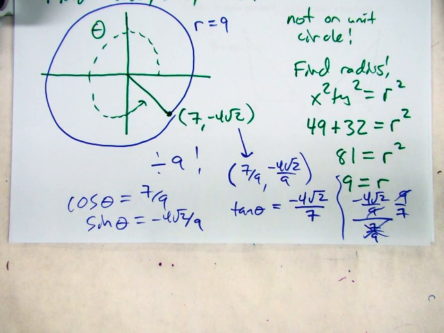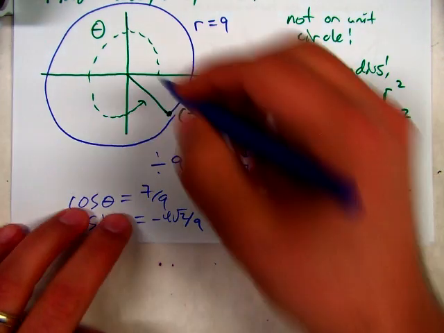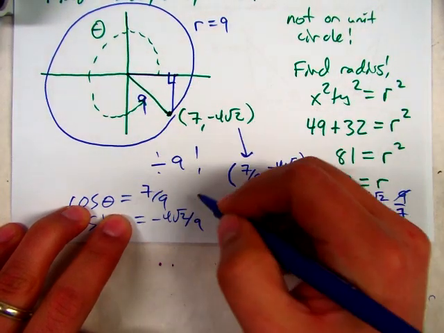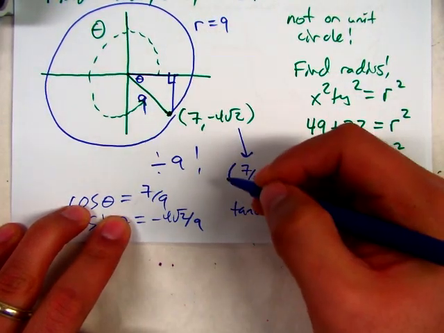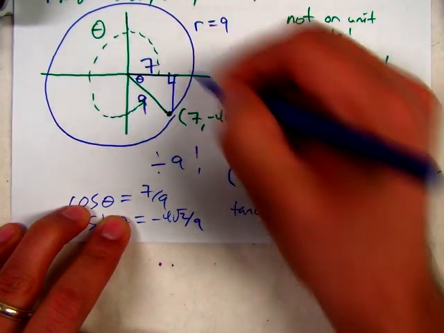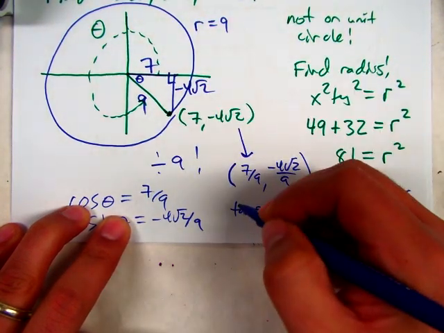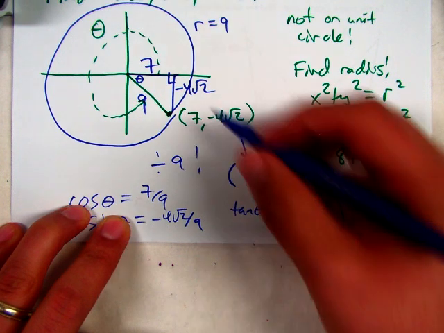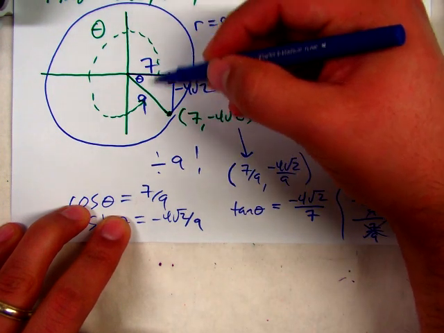Look, Kevin, we could have done it a different way. Let me outline it for you. Okay? Draw a triangle. Radius is 9. Here's theta. Here's x. Here's y. Do the same definitions. Cosine is adjacent over hypotenuse.